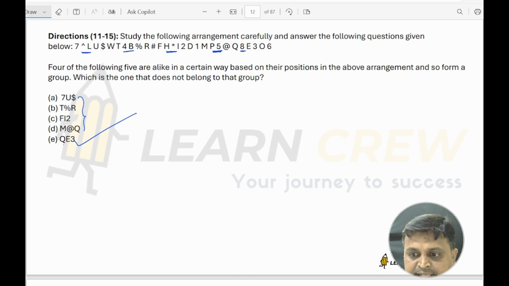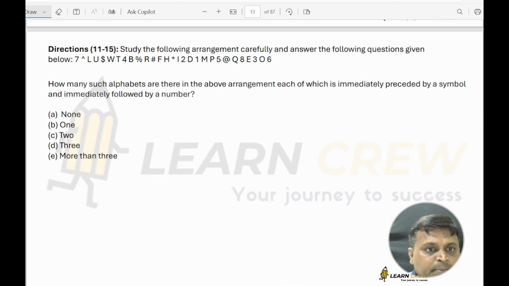Now, next one. How many such alphabets are there in the above arrangement, each of which is immediately preceded by a symbol and immediately followed by a number? So here the alphabet should have a symbol before it and a number after it. So how many such are there? Before the alphabet you should have a symbol, after the alphabet you should have a number.